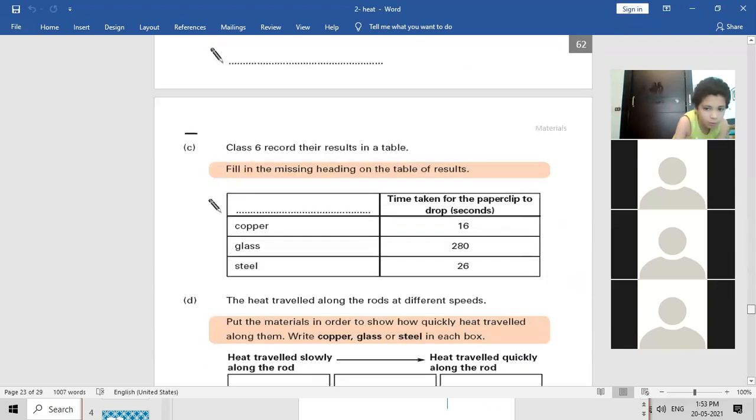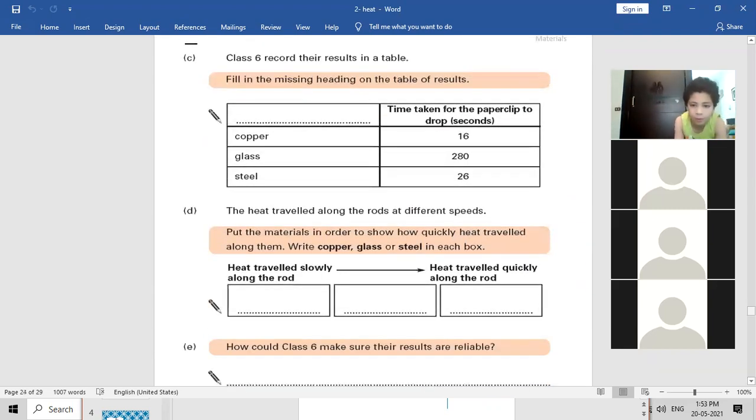Okay. Class 6, record the results in a table. Who is using the chat? Who wants to say anything in the chat? Not me.